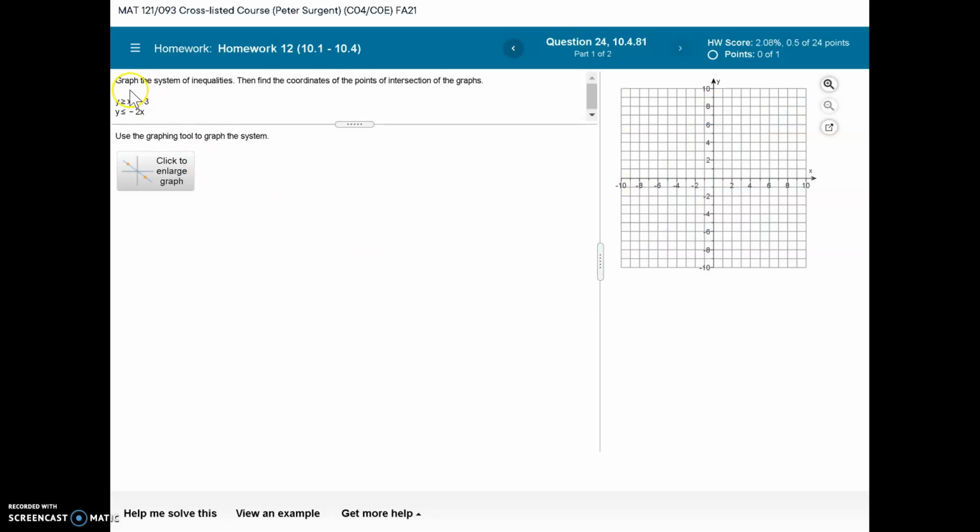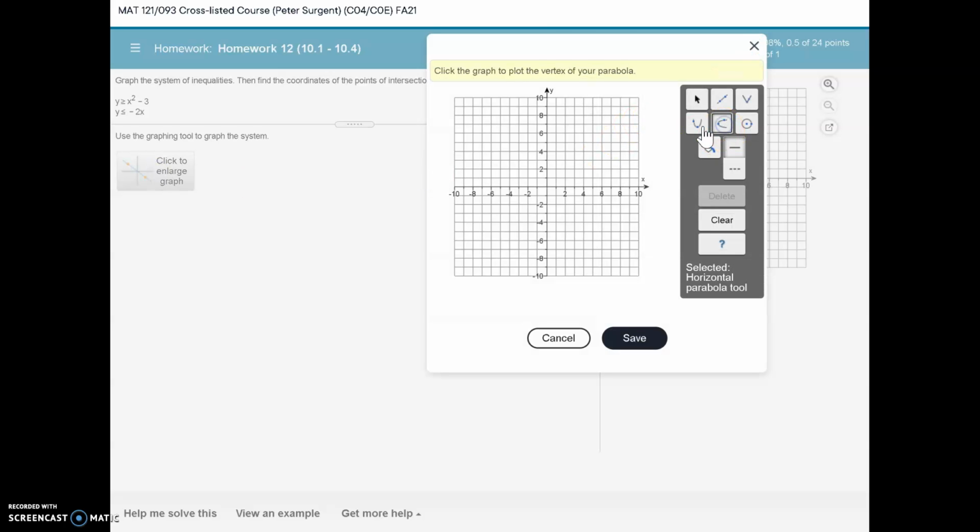Okay, same thing. So this is a parabola, x squared minus 3. So I go to the parabola tool. x squared minus 3 has a y-intercept here. And then one other point, well, you could mess around with it. Let's say I plug in 1 for x. 1 squared minus 3 is negative 2. So 1, negative 2 should be a point.